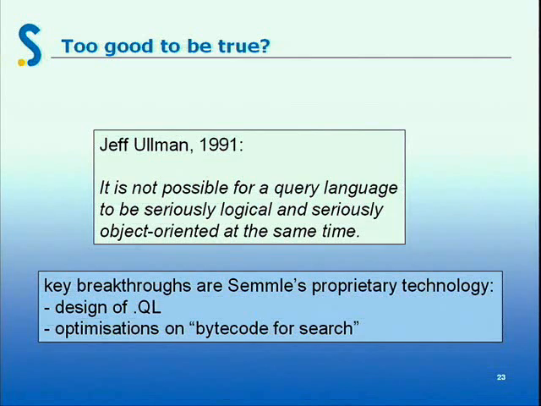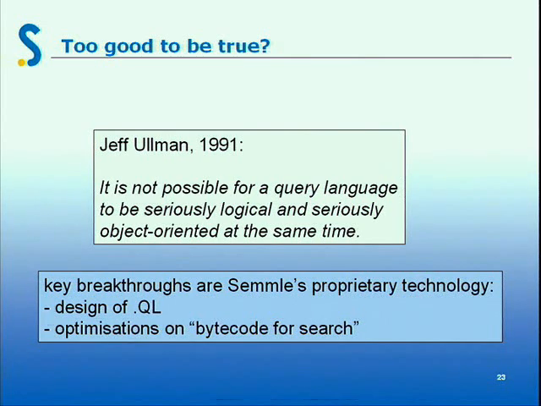You might say, that all sounds a little bit too good to be true. And you would be in good company. Jeff Ullman at Stanford in 1991, when he was the leading database researcher in the world, stated quite categorically, it's not possible to have a query language that's both logical and that's object-oriented. So what's going on here? I've tried to bamboozle you into believing that .QL is both a logical query language. It's got a sound logical basis, and it's object-oriented.